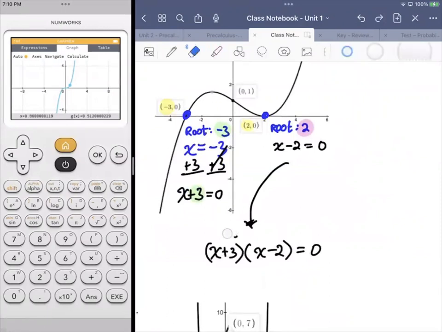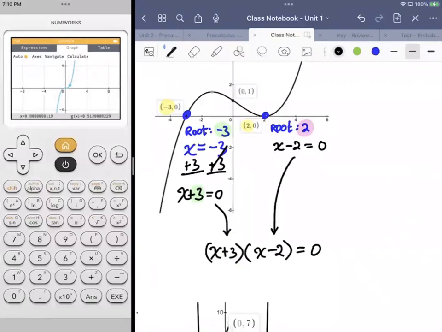The thing we're missing is multiplicity. It has to do with the behavior around the roots. Around the first root, it's not perfect, but this looks like it's behaving like a line. So that would be a multiplicity of 1, which means that this gets a power of 1. Whatever the multiplicity is, it corresponds to the power of the binomial within the polynomial.